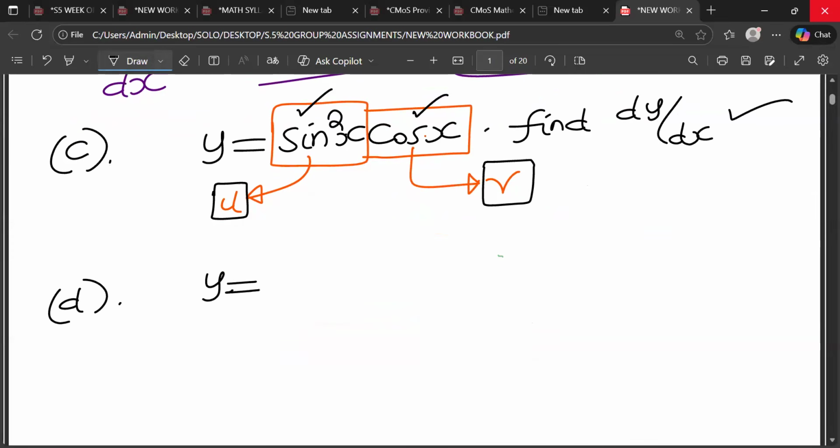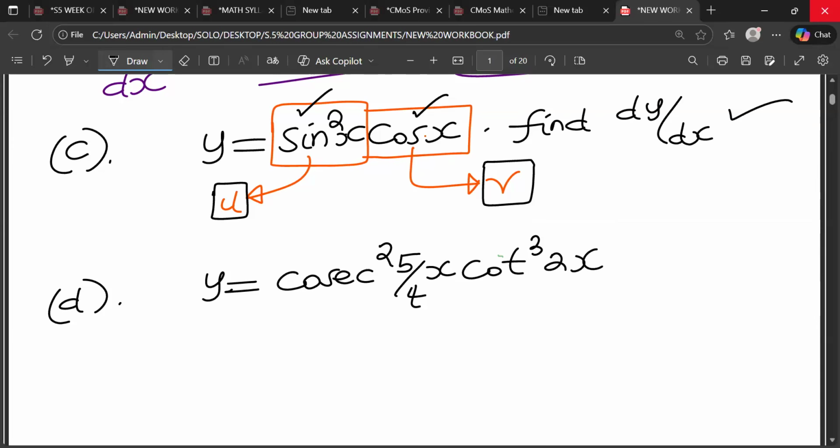Good. I also want you to tell me, is this one also doable? If I come here and say cosec squared 5x over 4, and I also add on another one, very hard, on cot 3 2x. Is it also doable?